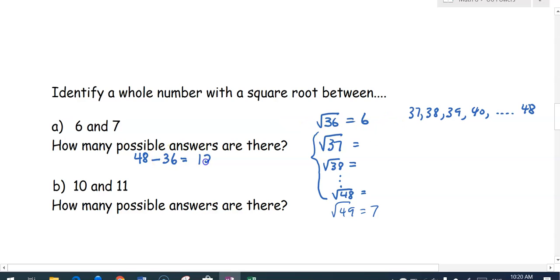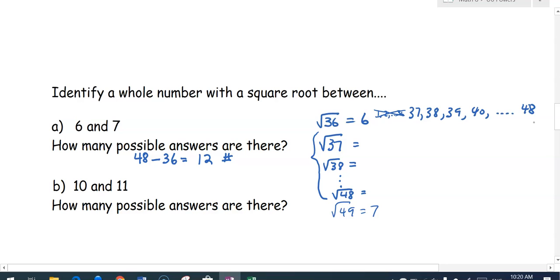We could also figure it out. Oh, there are 12 numbers, right? Because we want 37, 38, 39, so if we had our counting numbers all the way to 36, if we get rid of 1 to 36, we're left with how many we have, right?